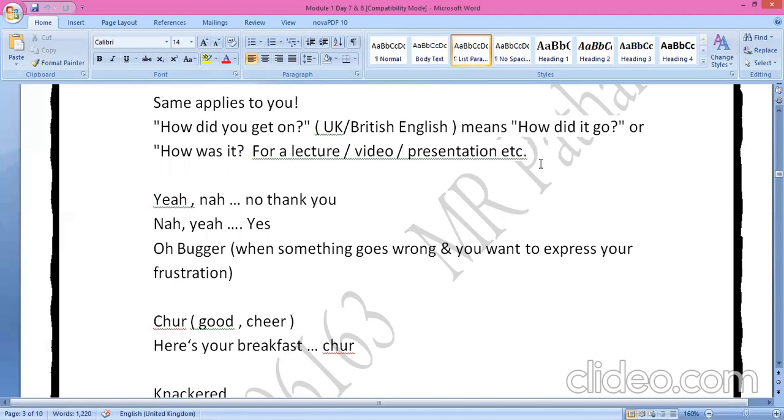Nah, yeah, means yeah, and yeah, nah, means what? No. All right. Oh, bugger. Oh, bugger is what? It's a frustrating word, like when you are doing something wrong, what we generally say, oh shit, oh God. So a native speaker may sometimes use this expression, oh bugger.